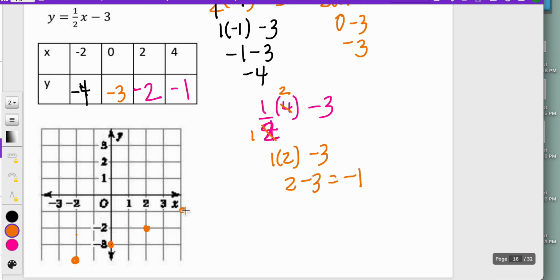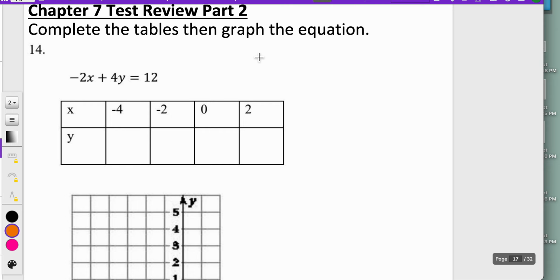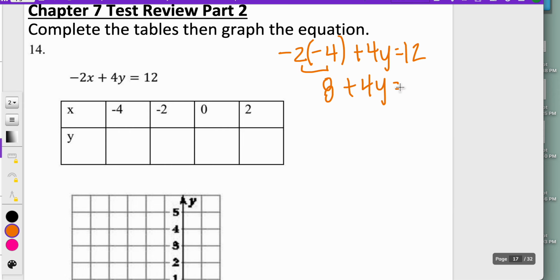Next up, same thing, completing the tables and graph the equation. I'm going to plug in that x first. So -2 times -4 plus 4y is equal to 12. This is when we want to solve for y. So -2 times -4 is 8. So 8 plus 4y is equal to 12. Subtracting 8 from both sides, I'm going to get 4y equals 4, which y is equal then to 1.